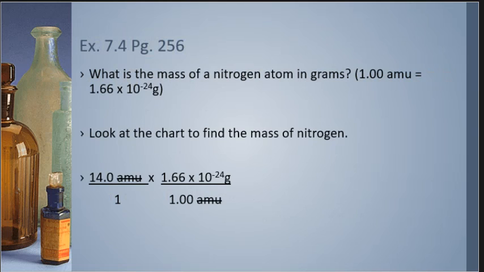Look at the chart to find the mass of nitrogen. Look at the bottom of the box. Is it 14? All right, so this is the number we know. And remember what I've taught you from the beginning: you always take the number you know and put it over 1. Start there. So I took the number I know, 14.0 AMU over 1, and now I'm going to do my conversion. I've got my AMUs and my grams here, so now I can do 1.66 times 10 to the negative 24 grams over 1 AMU.